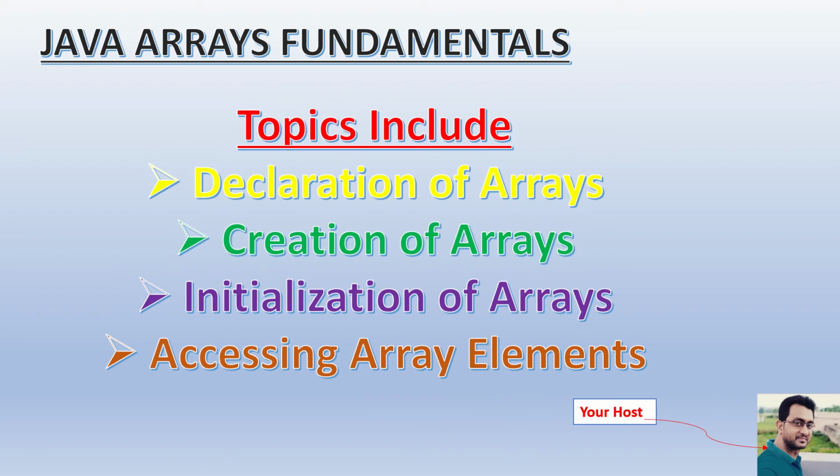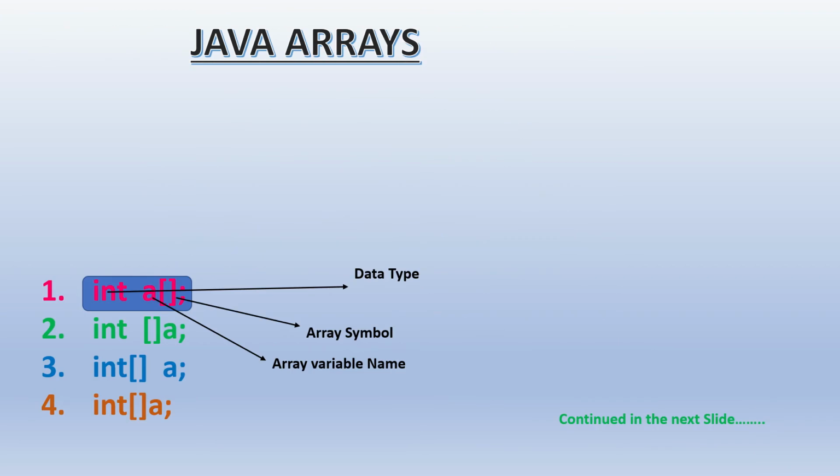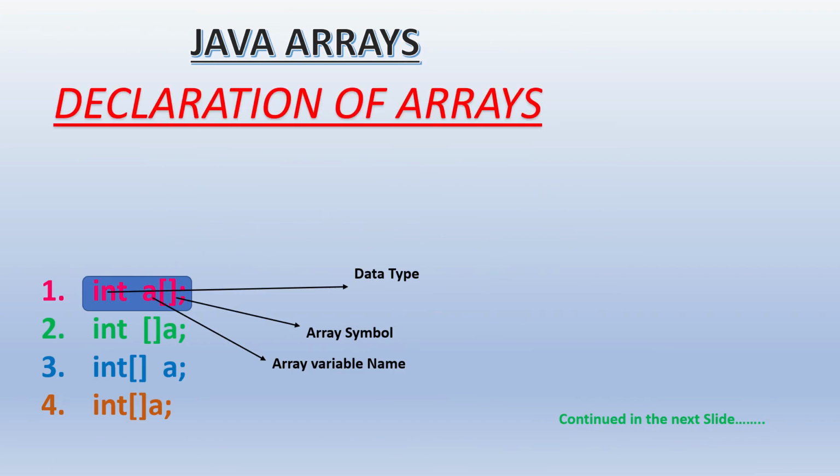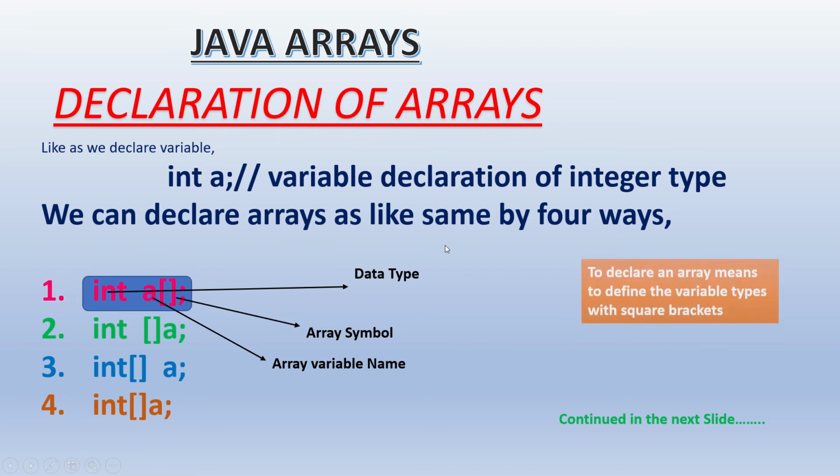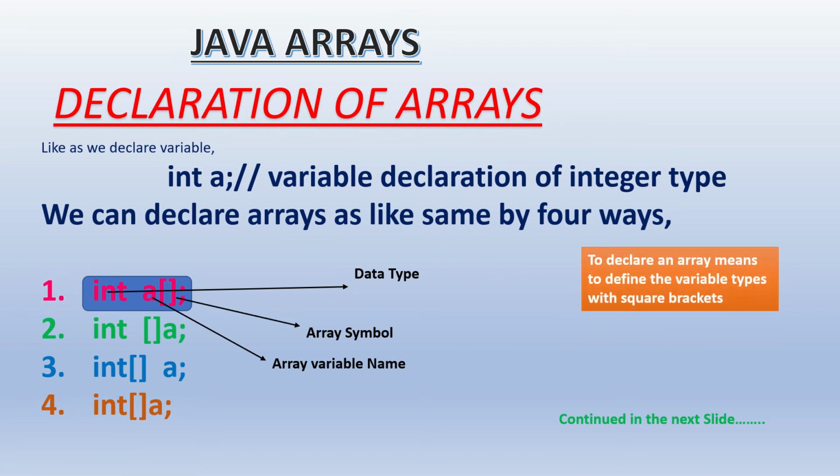So the first thing is declaration of arrays. Declaration of arrays basically means to declare an array, to define the array. Declaration means to define the array variable with square brackets. Just as we declare variables like int a of integer type, we can declare arrays also in four ways, as you can see highlighted on the screen. All these four ways are used to declare array variables.